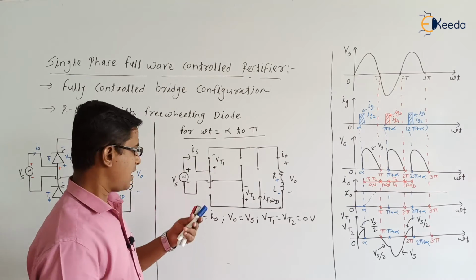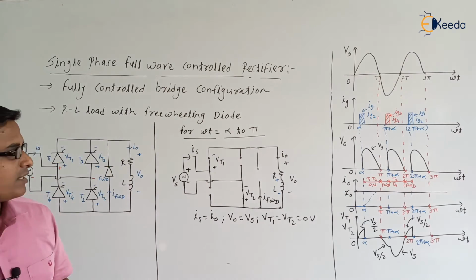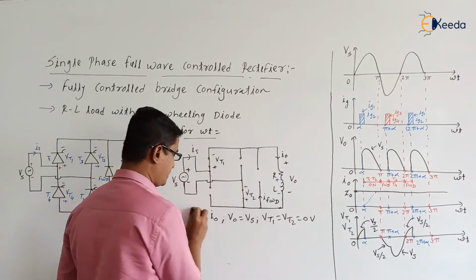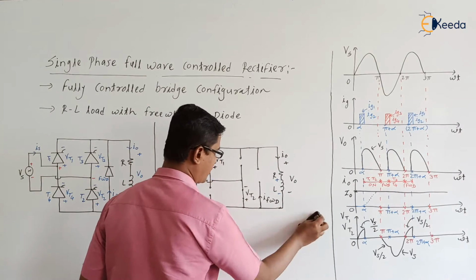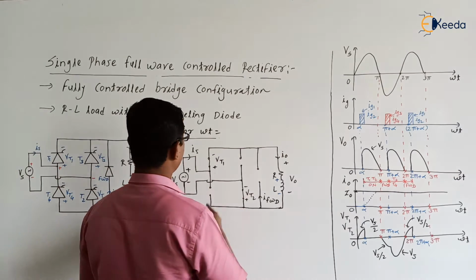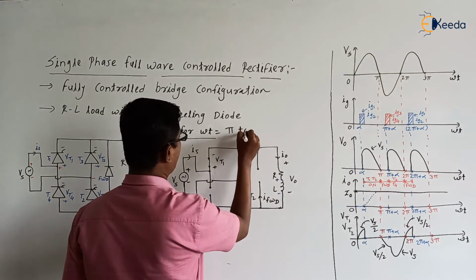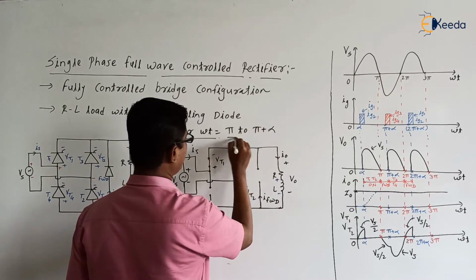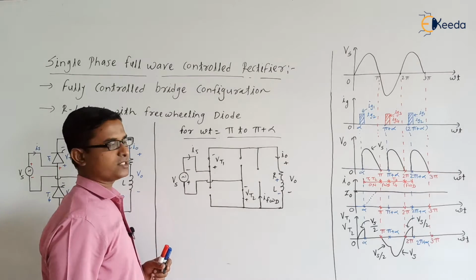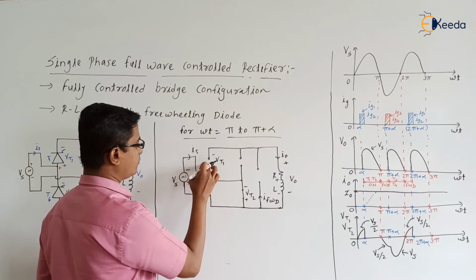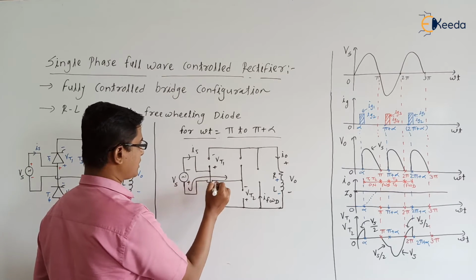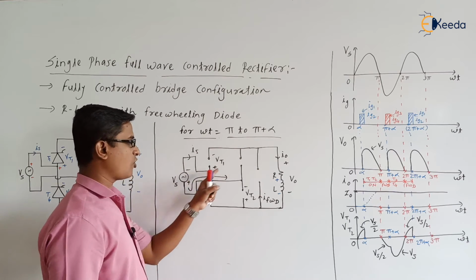Next, after pi what will happen? For omega t from pi to pi plus alpha, let us discuss. From pi to pi plus alpha, what is the supply voltage? The supply voltage is negative. If the supply voltage is negative, the supply source will try to circulate the current in the anti-clockwise direction.